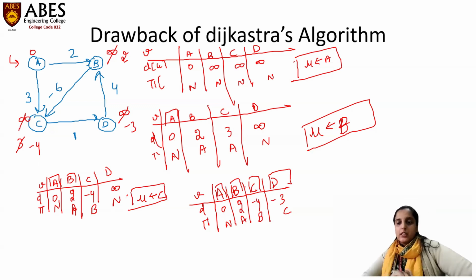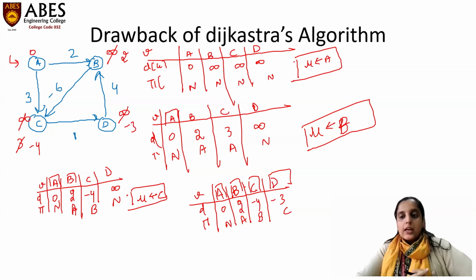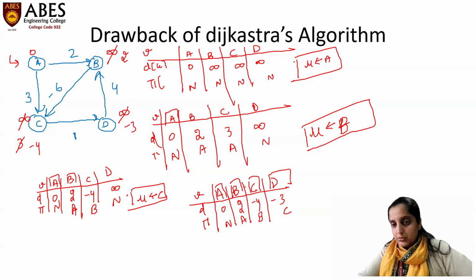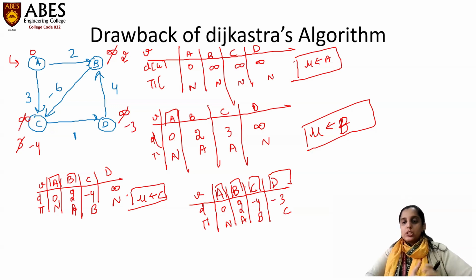As you can see here, Dijkstra's algorithm has given that if we start our journey from A and go to B, the shortest distance is 2. From A to C, the shortest distance will be minus 4, and from A to D, the shortest distance will be minus 3. So, is it so? Is it true or not? Let's try to do this particular question manually once.